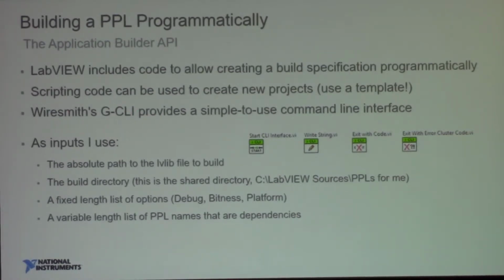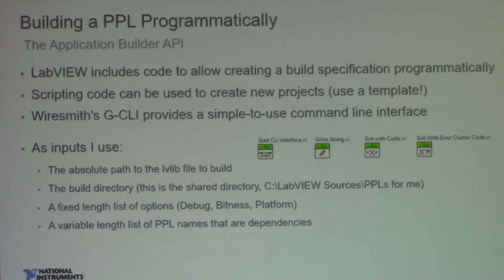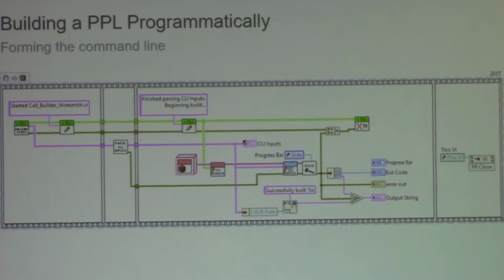I'm using the GCLI command line from Wiresmith. NI also has a command line interface that you can use. And so my command line inputs are the path to the library that I want to build, the directory that I want to build into, and for me this is LabVIEW sources/PPLs, a list of options, and this is always the same length list of options, so it's quite easy to parse, and then a variable length list of all of the LVLibP files that I need to be able to build my library, the dependencies of my newly built library. This is what I call from the command line.